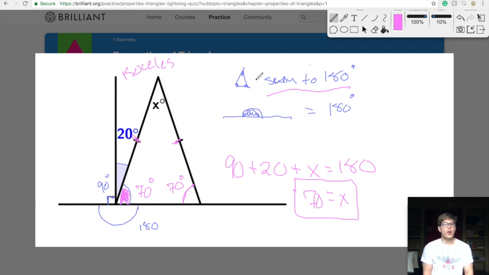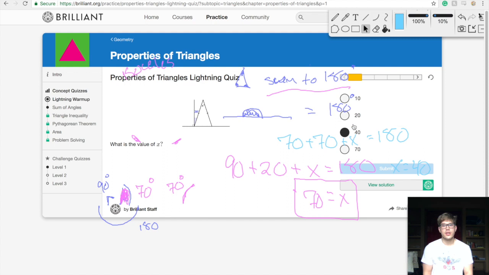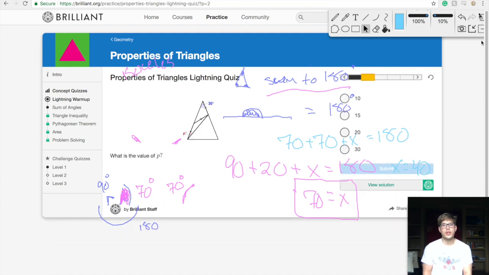And because all interior angles of a triangle sum to 180, what does that leave us with? Well, we have 70 plus 70 plus our x equals 180. 70 plus 70 is 140. Subtract 140 from 180, and we're left with x equals 40. So x is 40. Submit. Awesome. Great work.